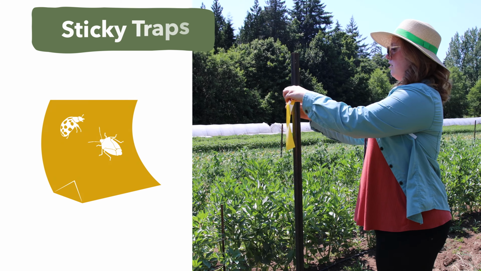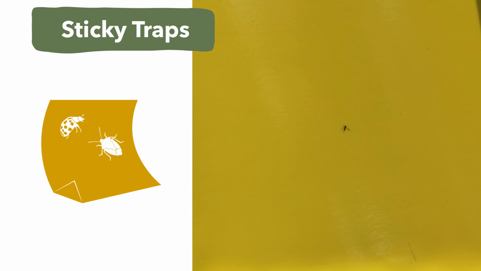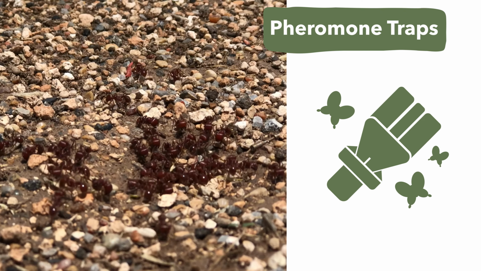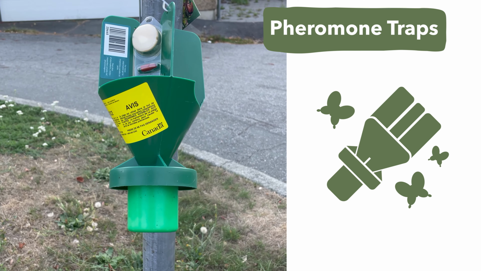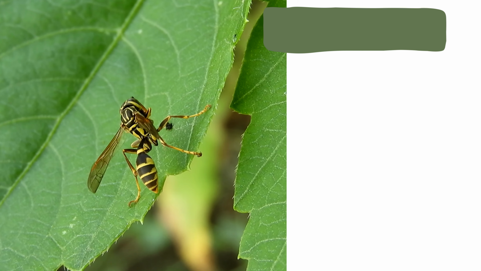Sticky traps. A colored sticky card, usually yellow or blue, is used to attract and trap an insect of interest. These cards are commonly used to monitor pests. Pheromone traps. Pheromones are chemicals that insects naturally use to communicate with each other. Pheromone traps use these substances to attract and monitor specific insect pests.